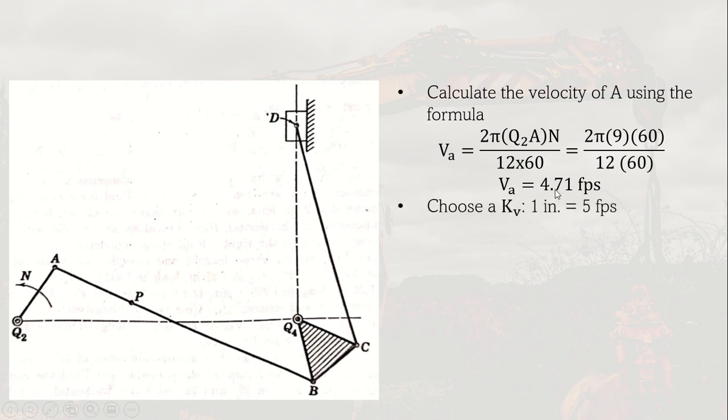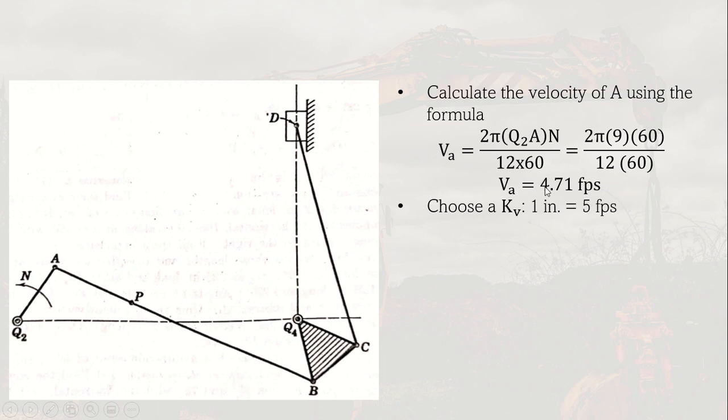And next, we chose a velocity scale. So we chose the velocity scale 1 inch is equal to 5 feet per second, so that the choice is actually depending on the magnitude of the known velocities. As you can see here, it's close to 5 feet per second.